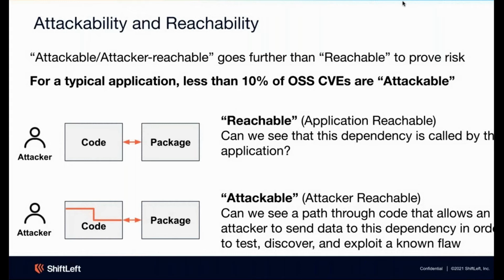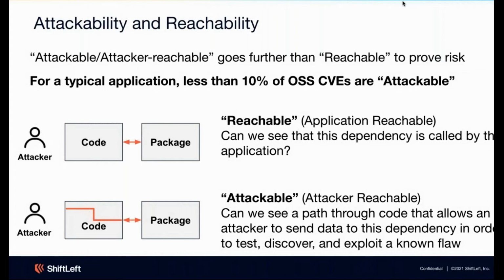In other words, can we see the evidence of a path through the code or a data flow that shows that a malicious user can send information through the application in order to test, discover, and then exploit the known vulnerabilities in that dependency? And in order to be able to see this, the tool needs to have a holistic view of custom code and open source dependencies. And this is something that ShiftLeft CORE excels at.